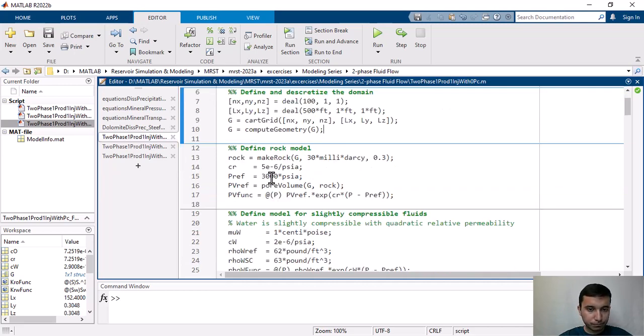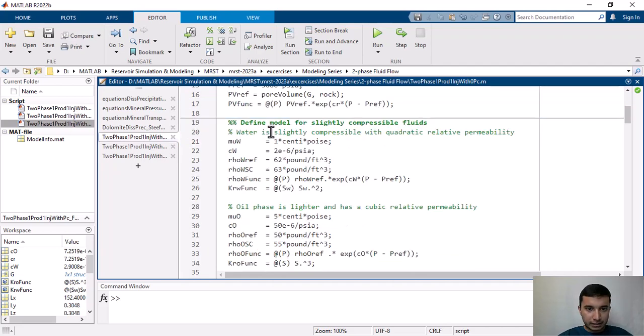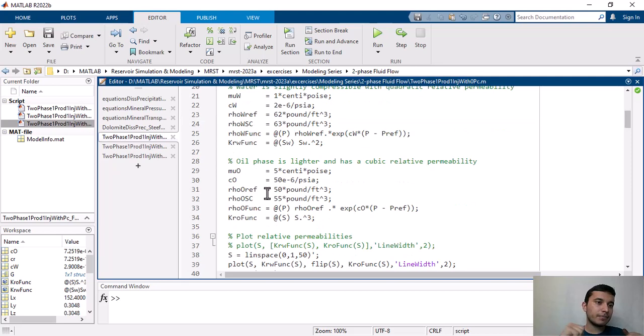All right. In this section, I have defined the properties of the rock, and in this section, I have defined the properties of the fluids that I have. But in the case of single-phase fluid flow, I defined only the properties of a single phase. But here, it's obvious that I need to specify the properties of two phases.